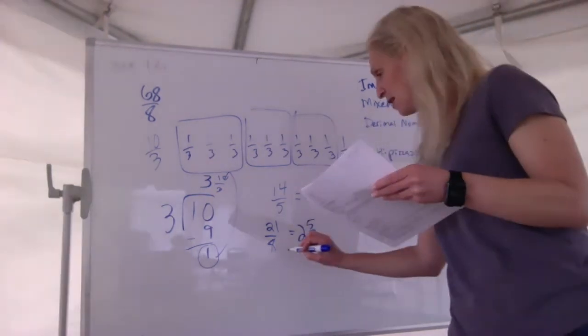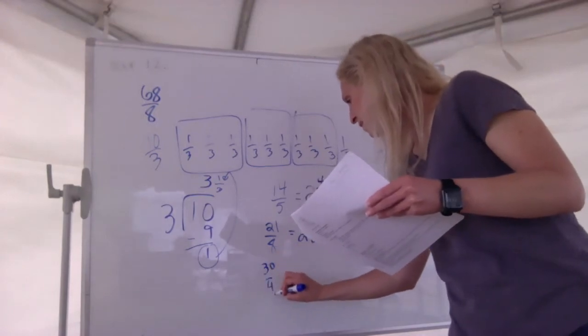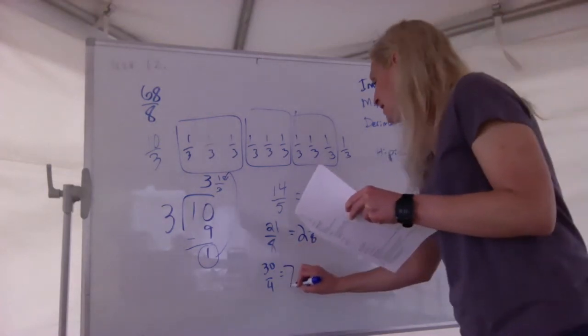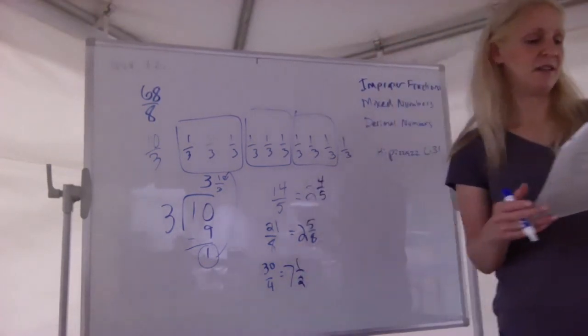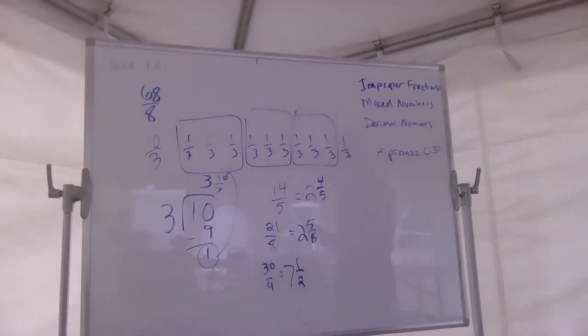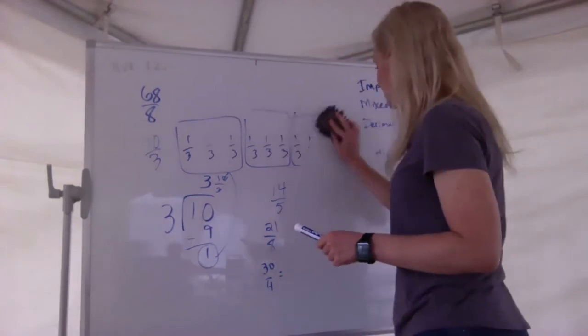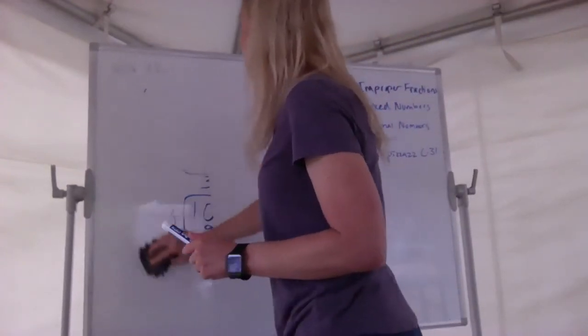We'll do one more. 30 over 4. Just go. You still working that one? Got it. Okay, Charles, what is it? 7 and 2/4, or 7 and 1/2, because we always want to simplify. Good. Yes. Okay, so that's improper to mixed number. You guys got that? Next we're going to do mixed number to improper. This was improper to mixed, and we'll do mixed to improper.